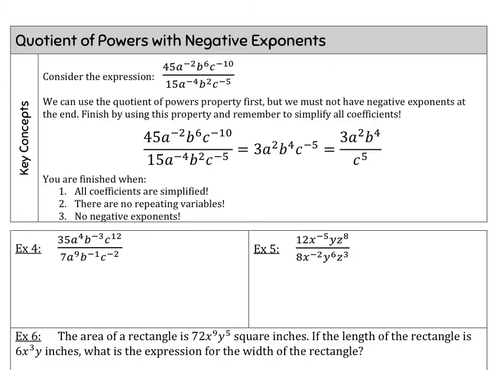Okay, so here's what we're going to do. We can add another step onto the quotient of powers rule. The quotient of powers is the one where we were dividing. And what did we do with all the powers when we were dividing?